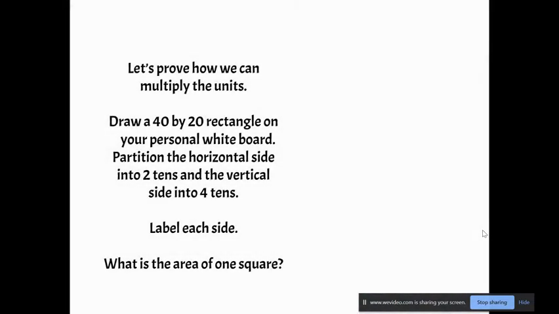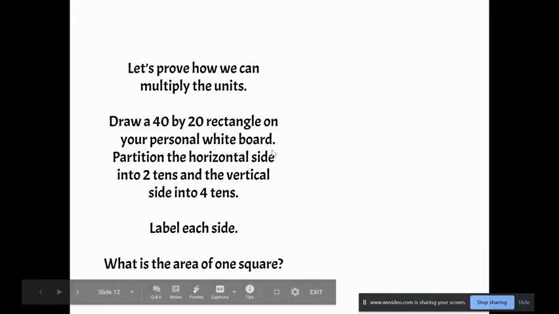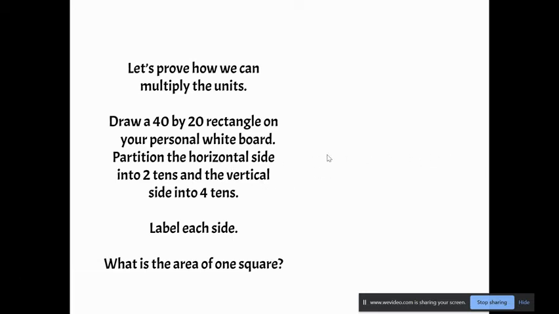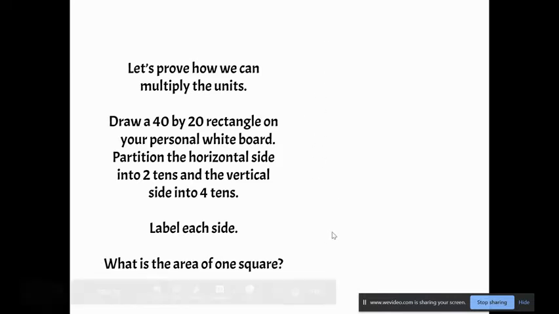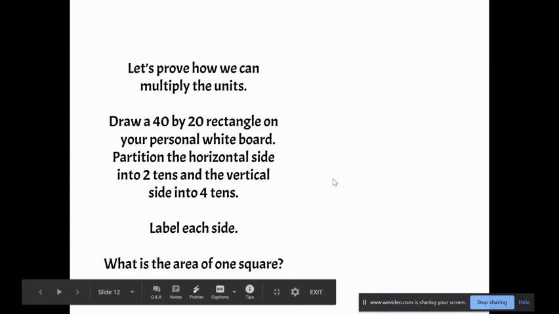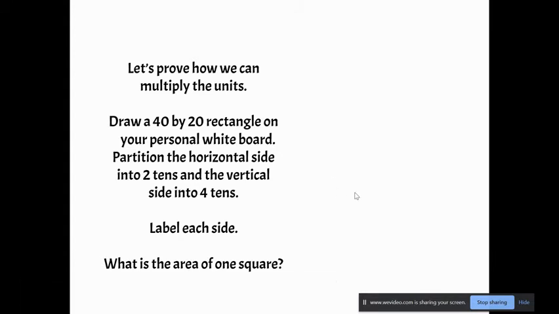So let's prove how we can multiply the units. I'd like you to draw a 40 by 20 rectangle on your whiteboard or in your notebook. Partition, that means break up the horizontal side, the one going left to right, into 2 tens, and the vertical side, going up and down, into 4 tens. And then label each side. What is the area of one square going to show you?